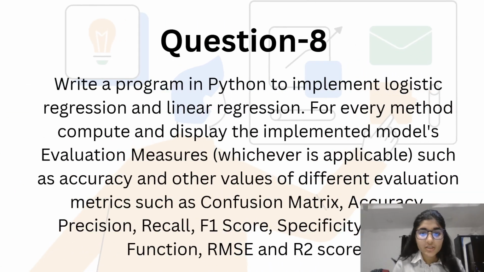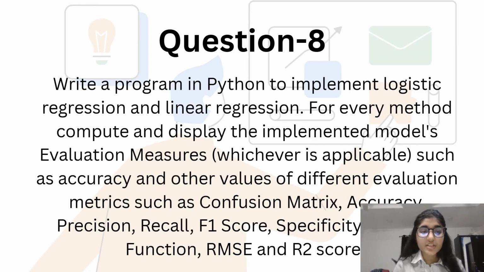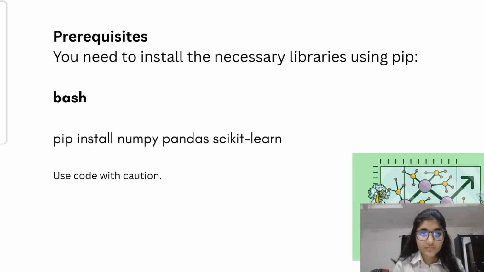Moving on to the eighth question. The eighth question is: write a program in Python to implement logistic regression and linear regression. For every method, compute and display the implemented model's evaluation measures such as accuracy and other values of different evaluation metrics such as confusion matrix, accuracy, precision, recall, F1 score, effectivity and score function, RMSE and R2 score.